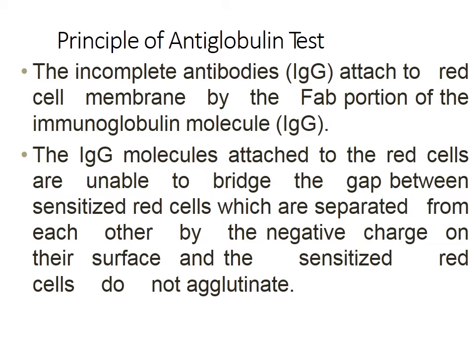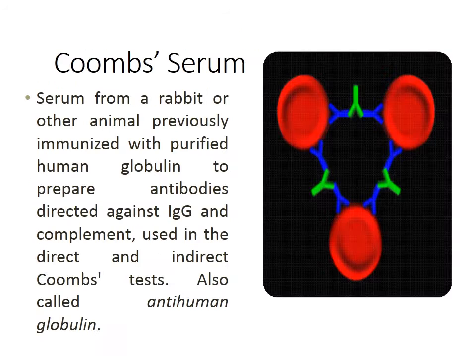The incomplete antibodies attach to red cell membrane by the Fab portion of the immunoglobulin molecule. The IgG molecules attached to the red cells are unable to bridge the gap between sensitized red cells, which are separated from each other by the negative charge on their surface, and the sensitized red cells do not aggregate.